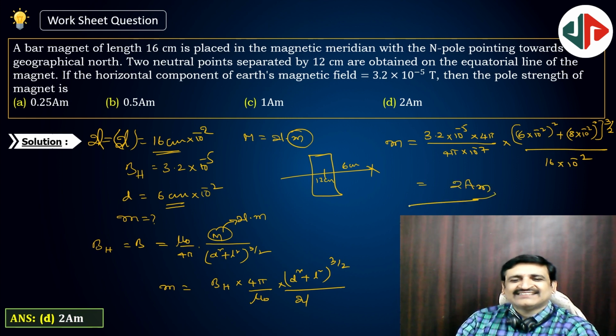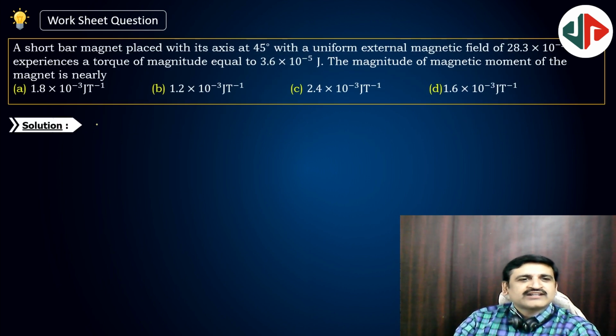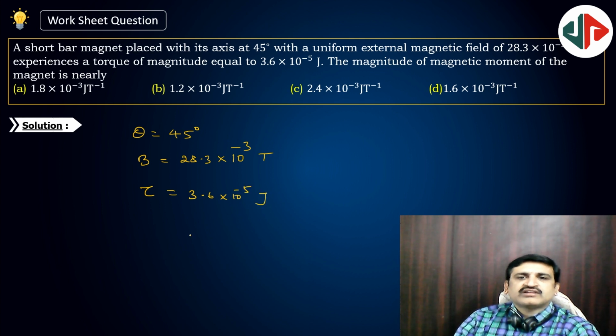Next, a short bar magnet placed with its axis 45 degrees with the uniform external field, and that field B is equal to 28.3. Whenever Tesla you notice, you write B. If you notice ampere per meter, you write H. It experiences a torque tau equal to 3.6 into 10 to the power of minus 5. The magnitude of torque, Newton meter I have to write, not joule.